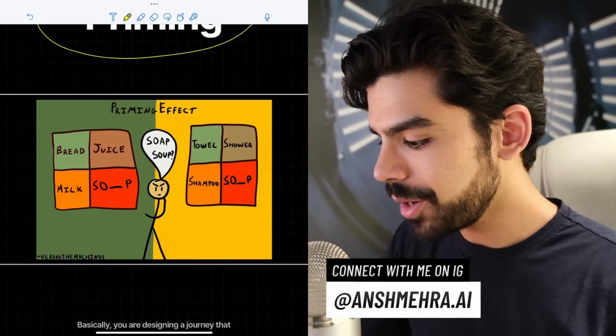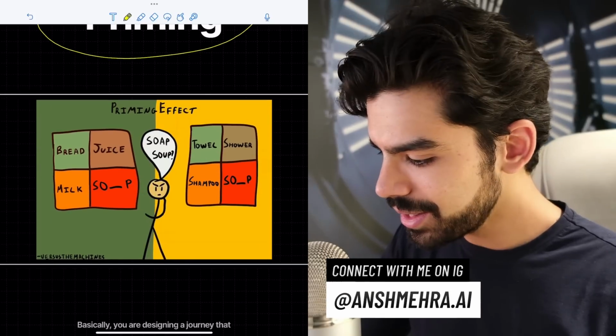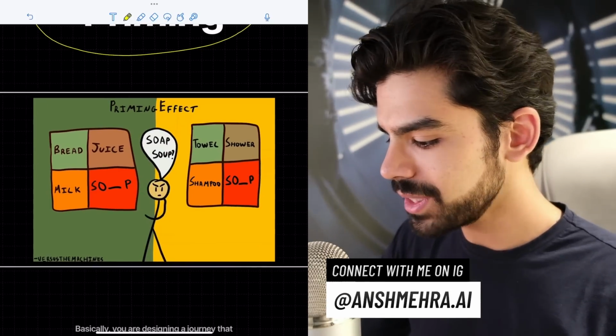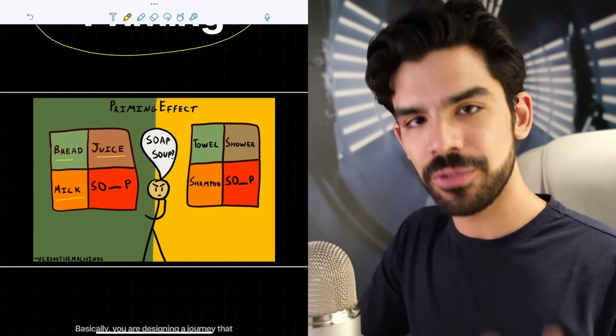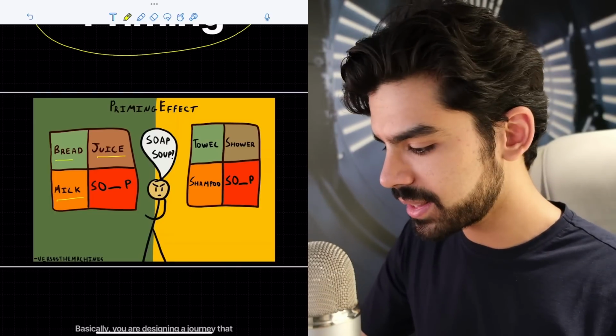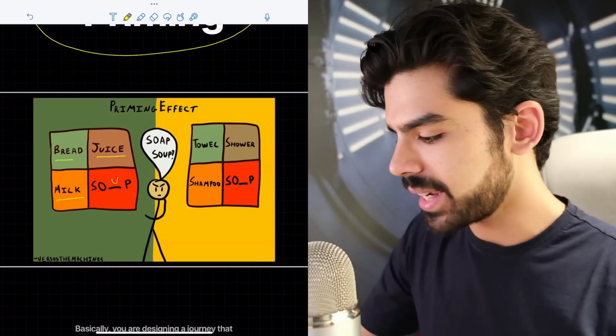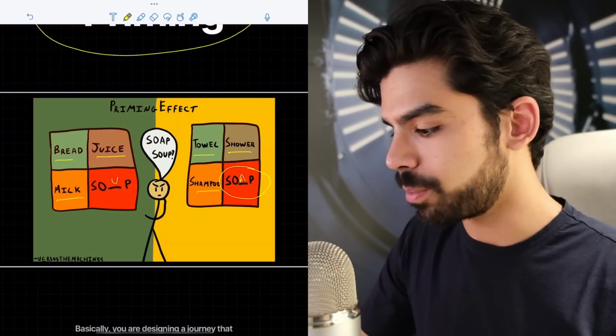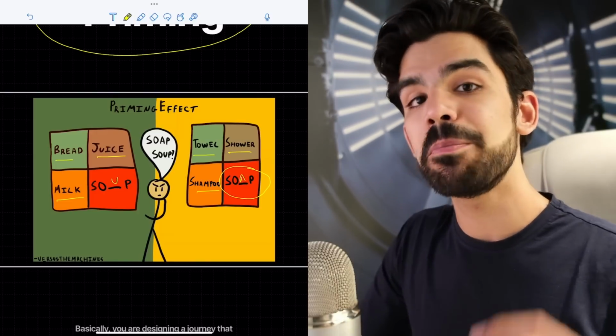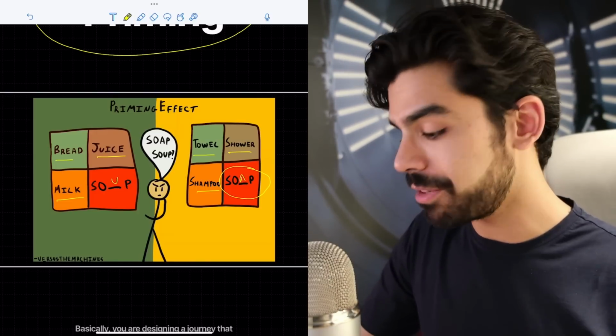Now I have a very interesting example. Here you have 2 grids in front of you. In the first grid you have bread, juice, milk, and simply because we're talking about food, there's a huge chance that you would think that this is soup. Whereas on the right side, if you see towel, shower, shampoo, you would probably think about soap. So this is your brain getting primed by all the words that came before the blank.